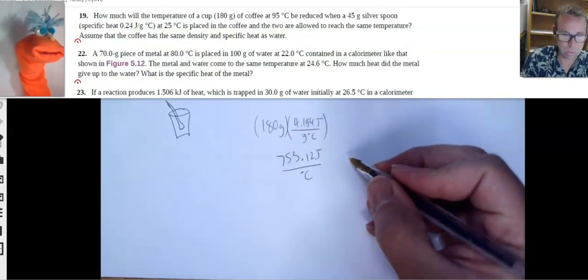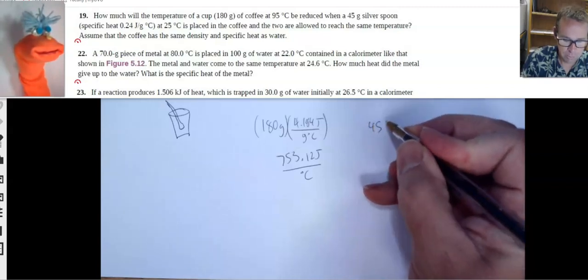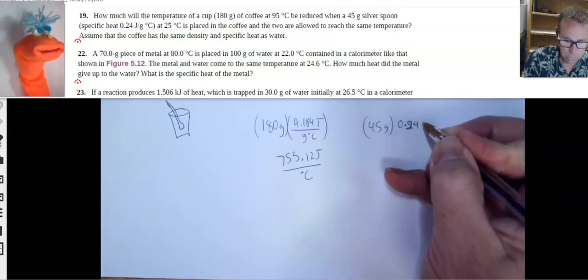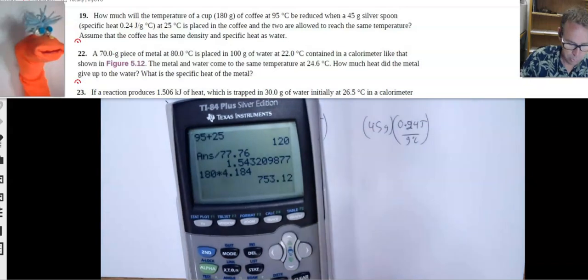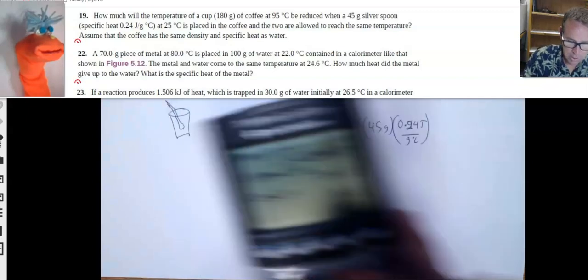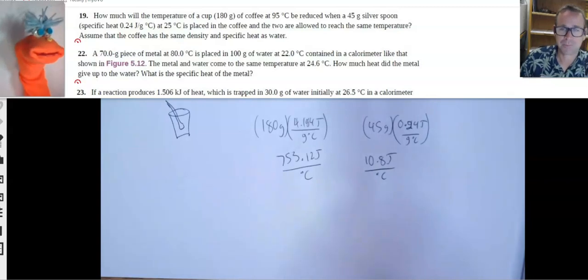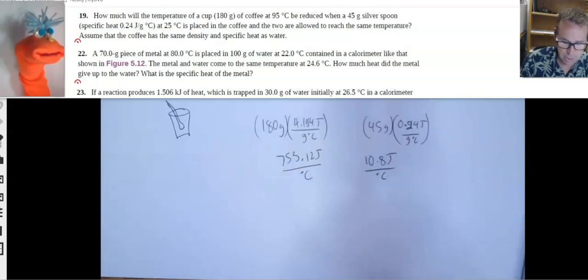The spoon is going to do what? 0.24 times 45? Right. 45 is the mass of the spoon, and 0.24 is the specific heat. Joules for every gram degrees Celsius. So it's going to be 45 times 0.24, that's 10.8 joules for every degree Celsius. Okay? So what we see here is this is how many joules it's going to lose for every degree Celsius. This is how many joules it's going to gain for every degree Celsius.